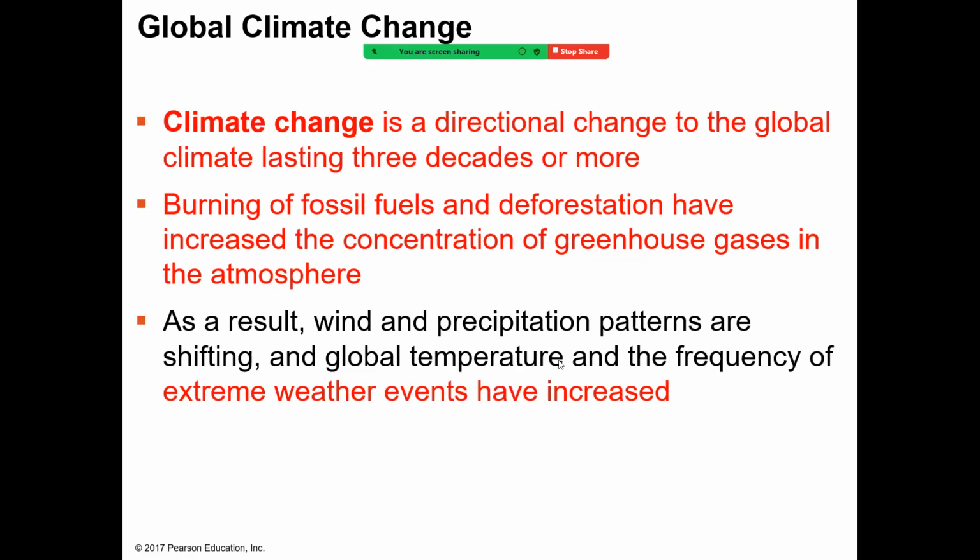We all know about global climate change, hopefully. We used to call this particularly global warming, but now we call it global climate change because it's not just warming that is happening, but it's a directional change to the global climate that lasts 3 decades or more. There have been many periods of climate change throughout the history of the Earth, of the biosphere. So some of them are naturally occurring.